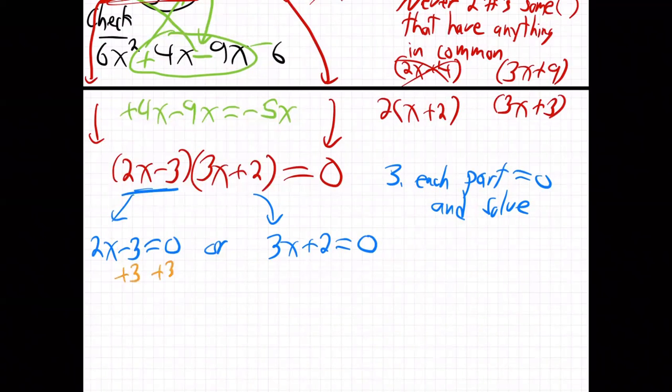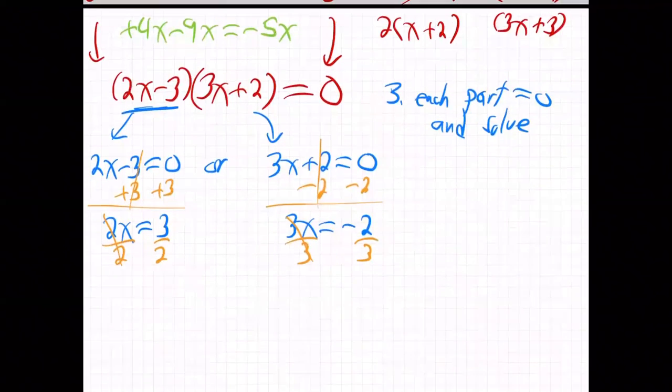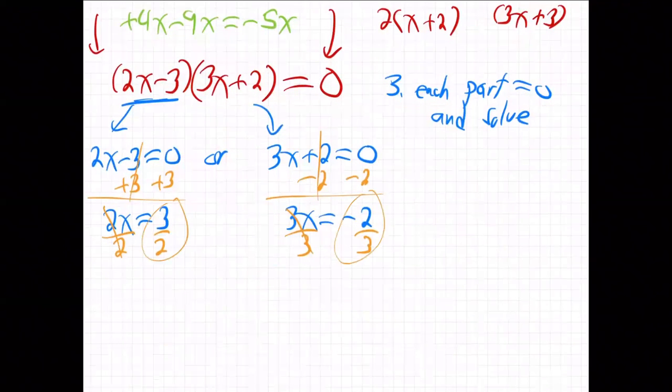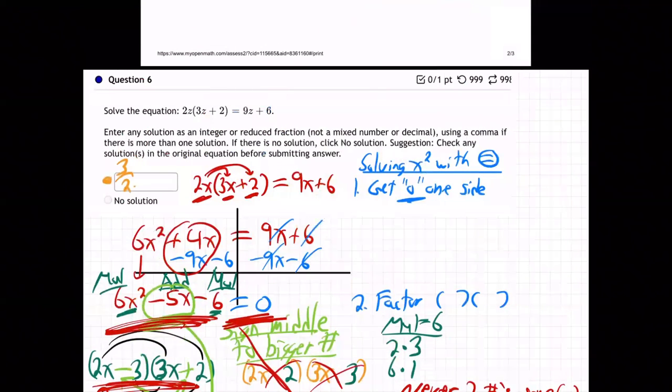So add 3 to both sides. Boom. 2x is 3. Divide by 2. Over here, subtract 2 from both sides. 3x is minus 2. Divide by 3. So there's our two answers, 3/2 and negative 2/3. We got them both. We can bring them back up here and go click, 3/2, negative 2/3. Either order, doesn't matter which one you put first or second in that. Doesn't matter at all. Those are the two answers.